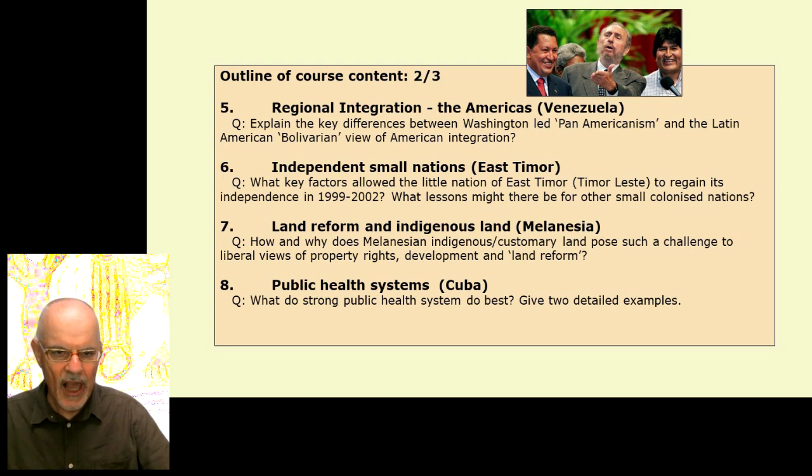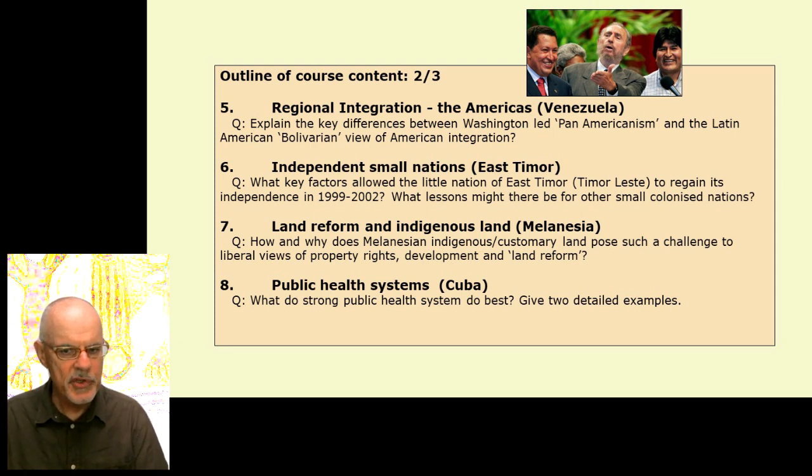And there's a challenge there to liberal views of property rights and development and land reform from this traditional customary landowner ideas. So there's an important polemic in this part of the world.